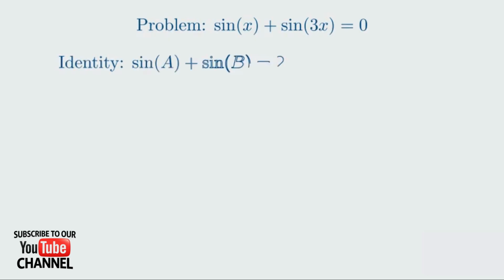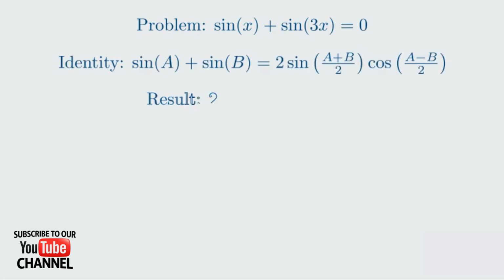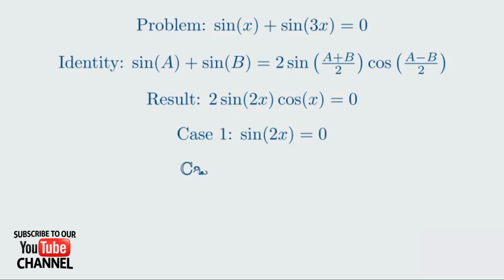Let's quickly recap what we did. We started with the equation sin x plus sin 3x equals 0. First, we used the sum to product identity to rewrite the equation. We transformed the sum into a product, getting 2 sin 2x cosine x equals 0. This allowed us to use the zero product property, which broke the problem into two simpler cases. We solved sin of 2x equals 0, and we solved cosine of x equals 0.